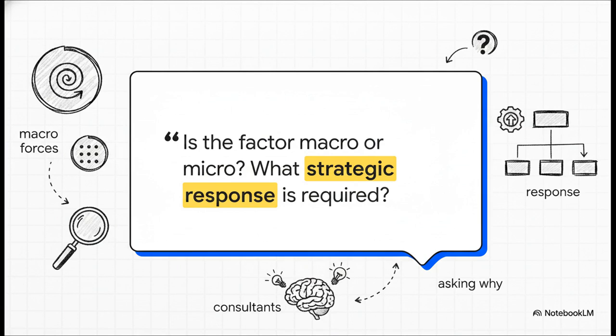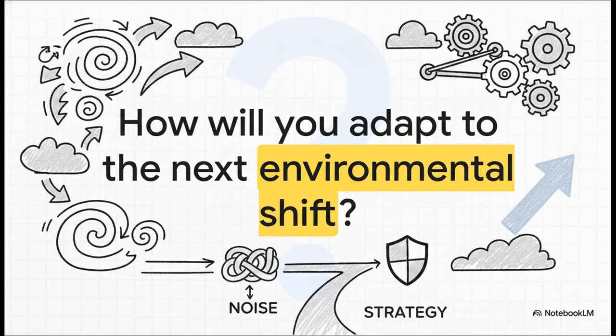Great consultants don't just ask what is happening out there. They ask why it's happening and exactly how to adapt to it. To finish up, I want to leave you with 3 executive reflection questions for your own boardroom. Number 1, are you currently confusing uncontrollable macro noise with actionable micro strategy? Number 2, just how vulnerable is your supply chain to the next big global macro shift? And number 3, which micro stakeholder requires immediate renegotiation from you today?